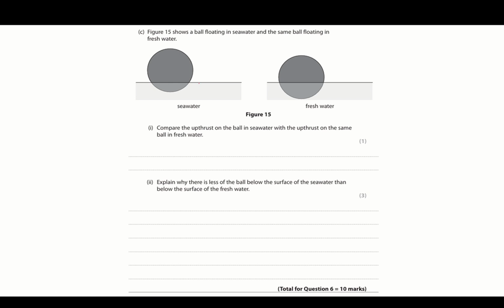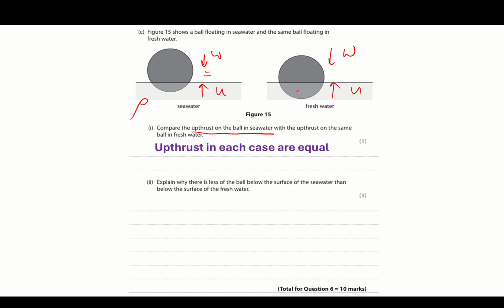Well, what do we know? Well, we know that in each of these examples, weight will equal upthrust. So we know the upthrust force must be the same because it's the same ball with the same weight. So it says compare the upthrust on the ball in seawater. Now they're trying to catch you out by showing that this one's lower in fresh water. That's just to do with the density of seawater. So the upthrust must be the same because they're both not moving, they're both floating. So upthrust in each case they're equal.